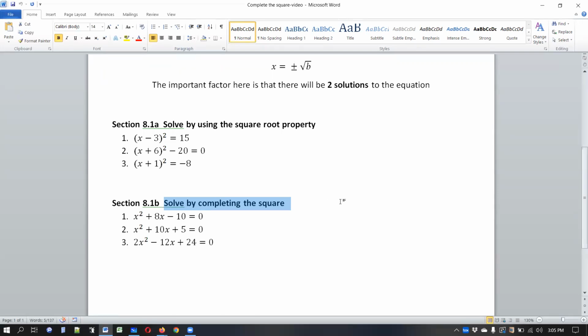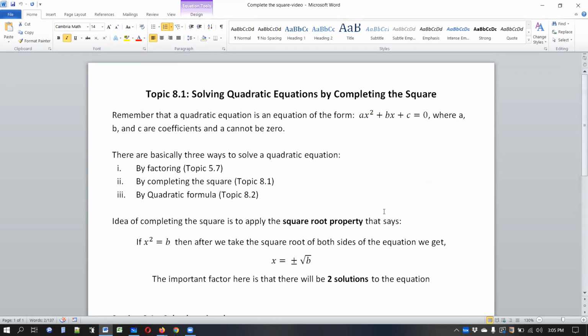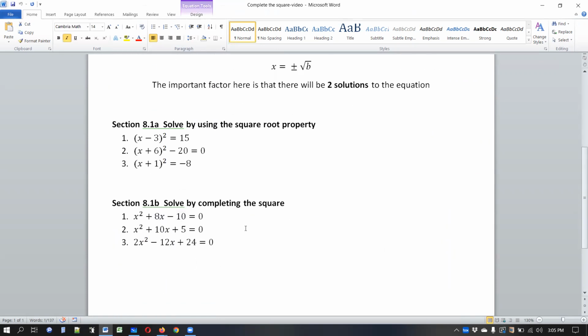by completing the square. So normally, when we're solving by completing the square, the equations are not going to be in the form as you see here in section 8.1a. They're going to be in regular standard form, which is this form right here, ax squared plus bx plus c. And our goal is to turn this form into something that looks like this, because then we can apply the square root property as we did before.